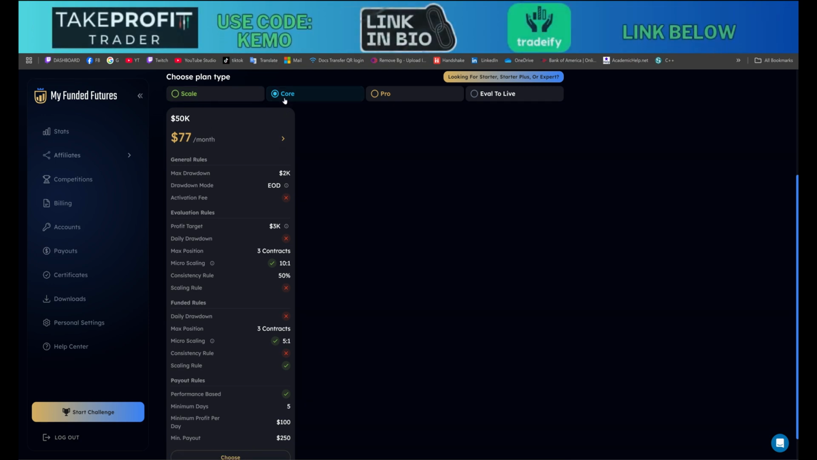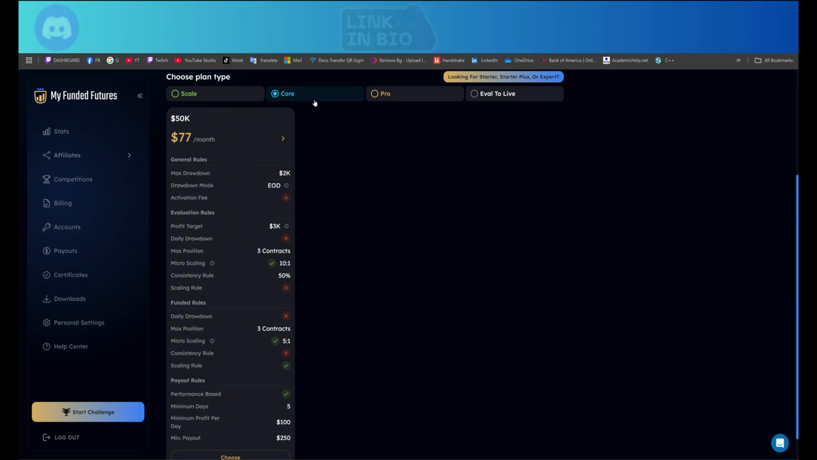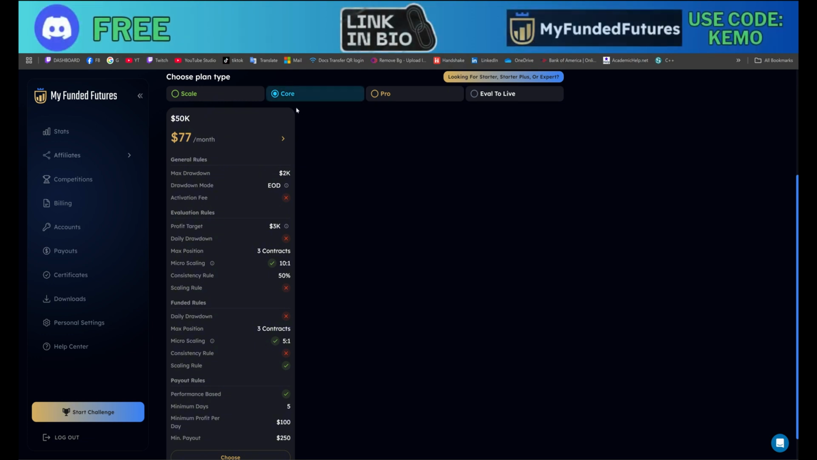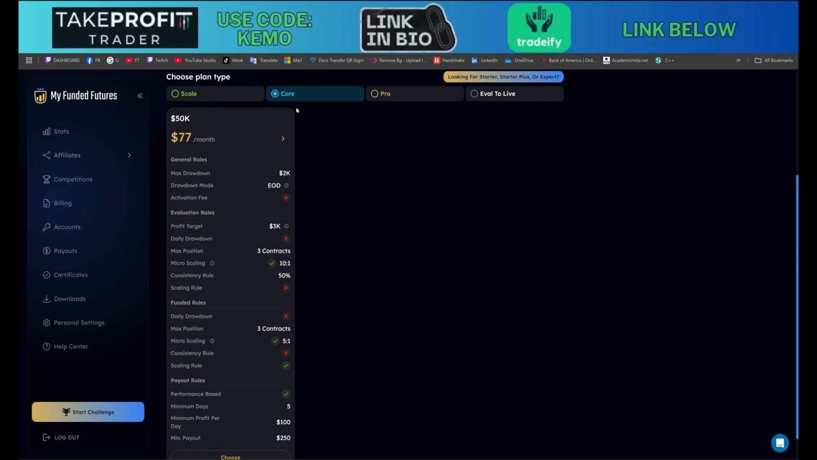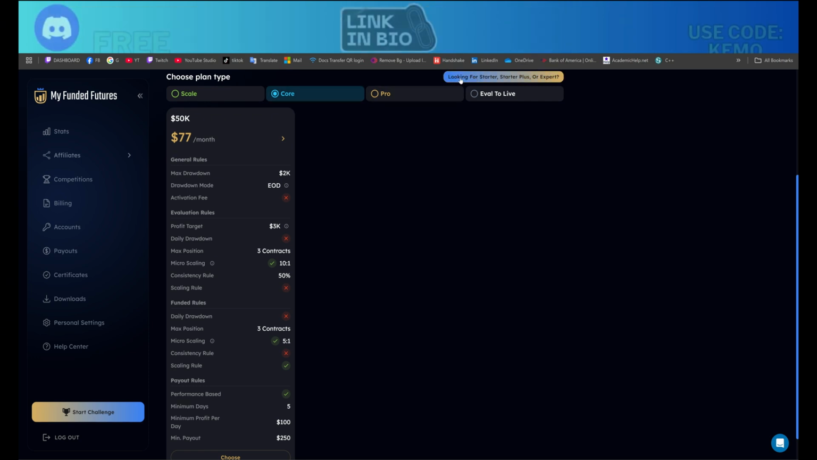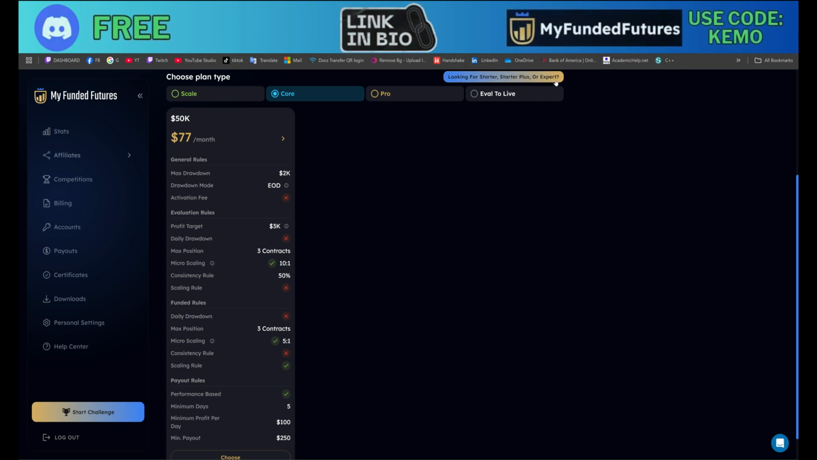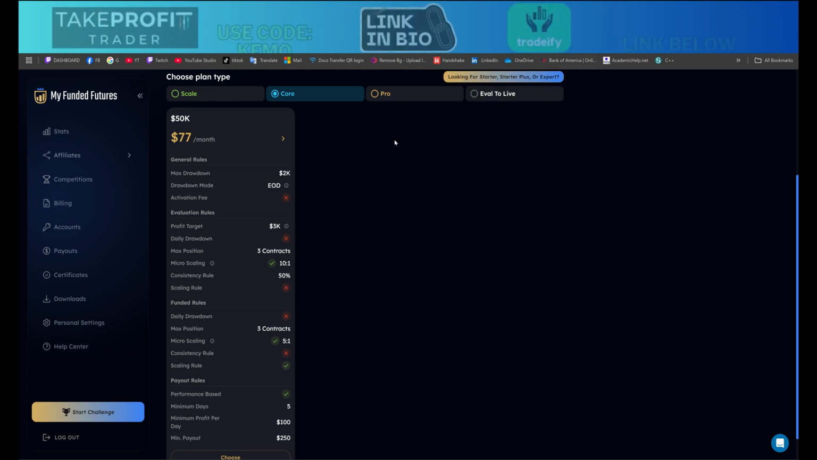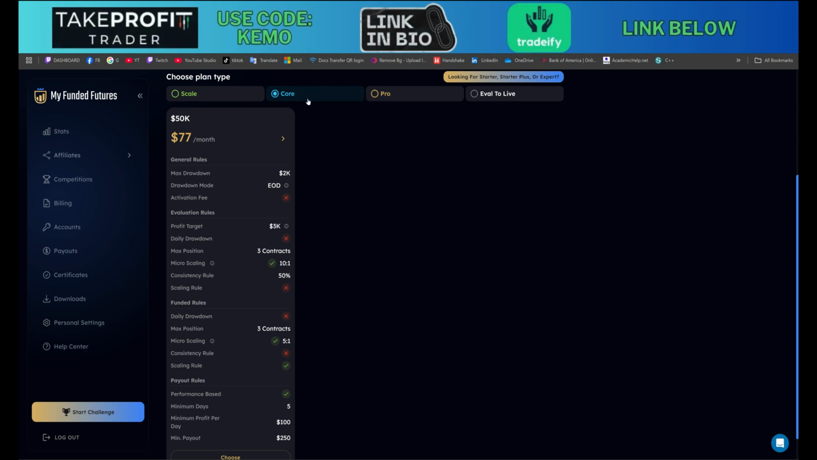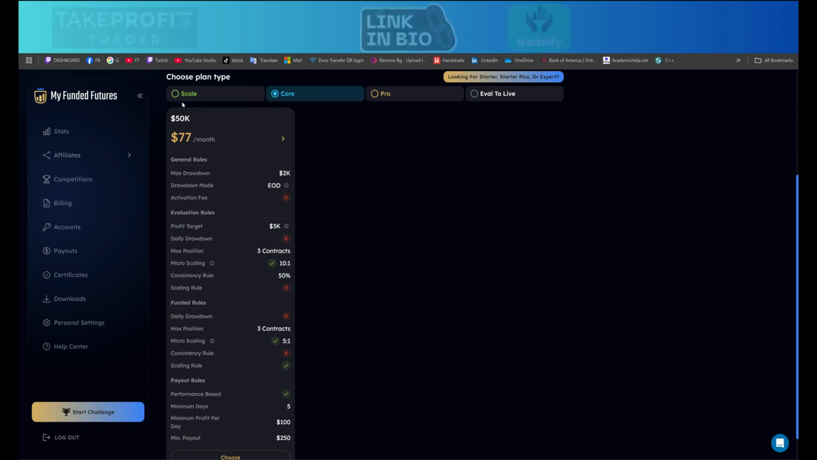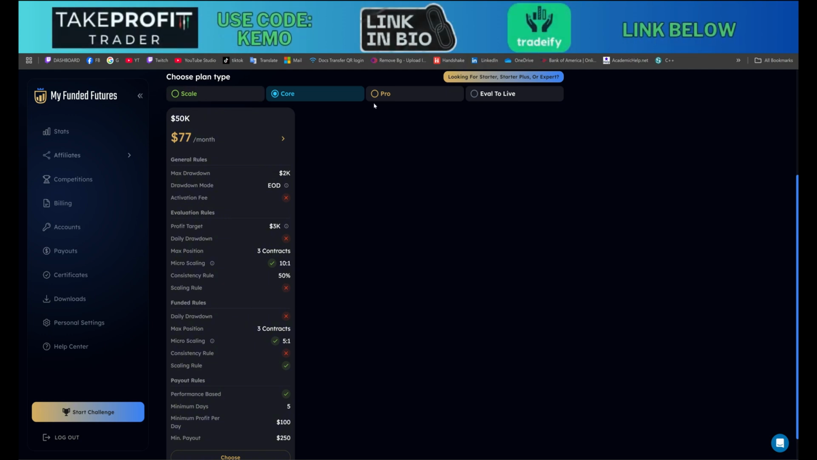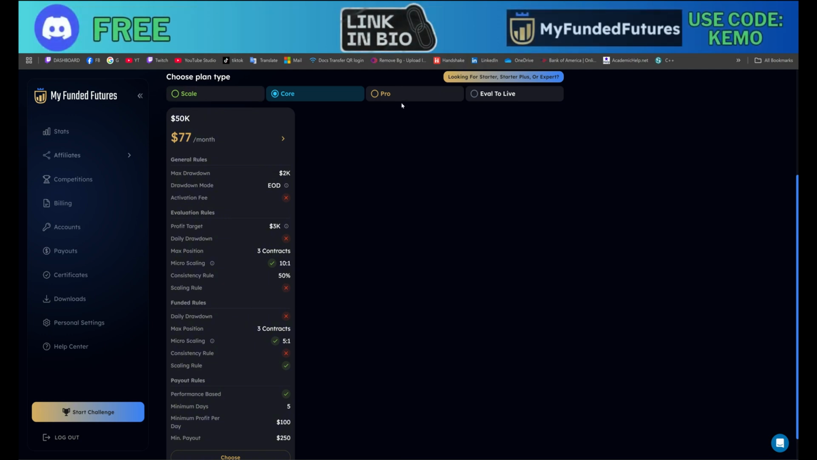We'll start with the Core plan. If you remember, this is equivalent to the normal Starter account. As you can see here, it has a little note looking for Starter Plus or Expert. So the Core plan is realistically the Starter plan, the Scale plan is the Starter Plus, and the Pro is really the Expert plan.